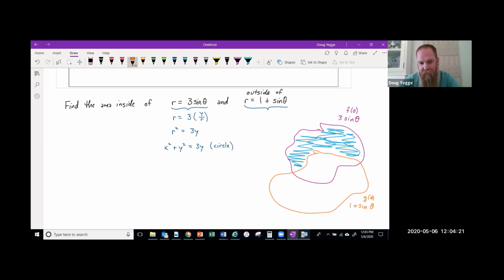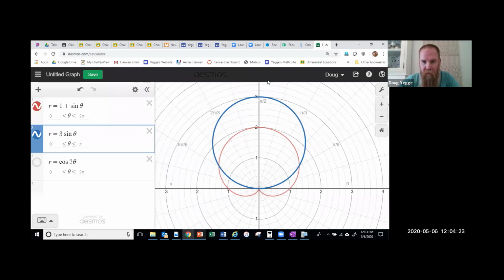But now let's look at Desmos. If we look at Desmos, what we're looking at here is that we're referring to this piece. Everything inside of the circle, but outside of the cardioid. Okay, so what do you think is going to be necessary in order to do this?